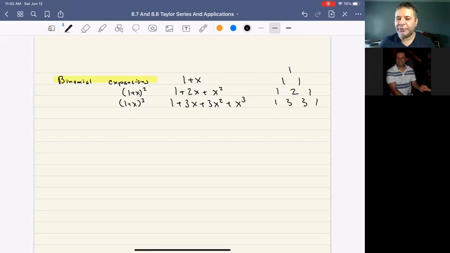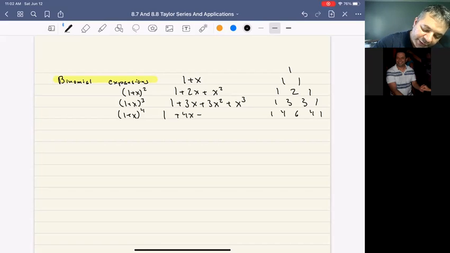Okay, but this is sort of where it comes together. Let's do one more. 1 plus x to the 4th equals 1 plus, well, there's 4, 6, 4, 1. 4x plus, oh, sorry, plus 6x squared plus 4x cubed plus x to the 4th.